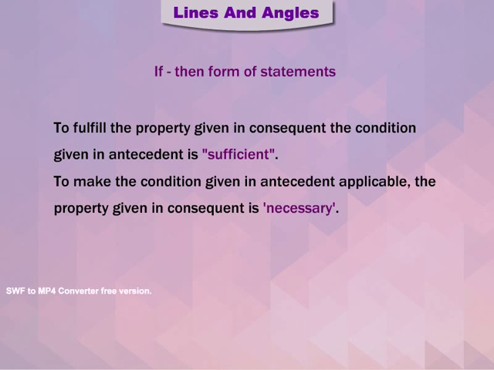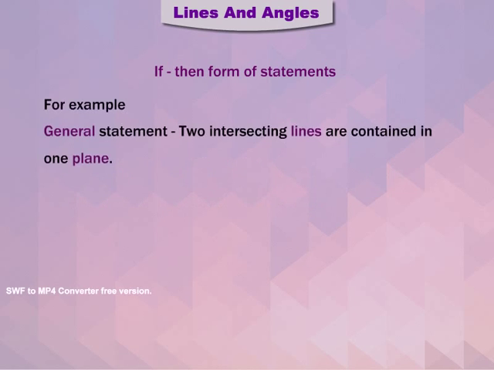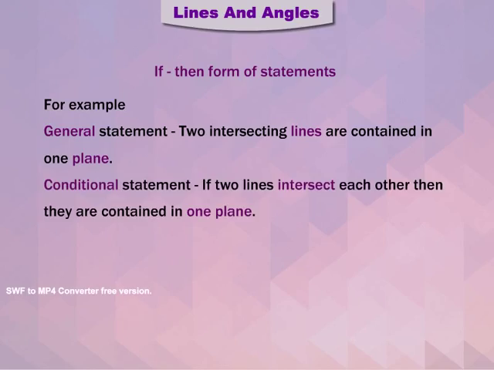To fulfill the property given in consequent, the condition given in antecedent is sufficient. To make the condition given in antecedent applicable, the property given in consequent is necessary. For example, general statement: two intersecting lines are contained in one plane. Conditional statement: if two lines intersect each other, then they are contained in one plane.